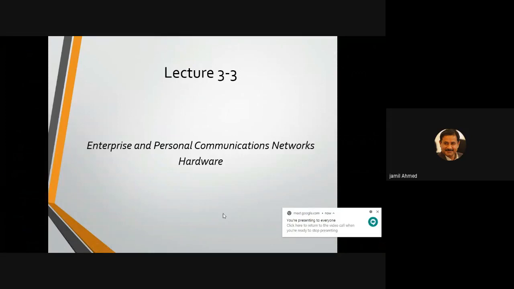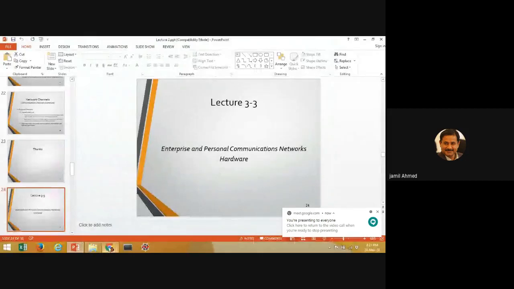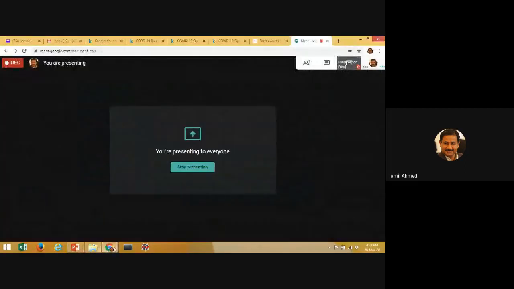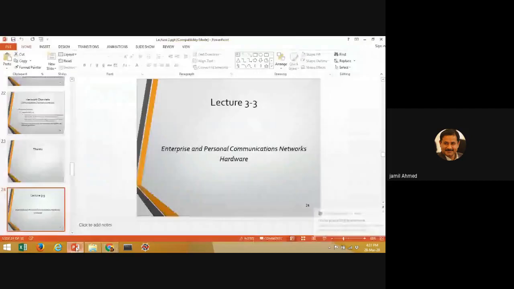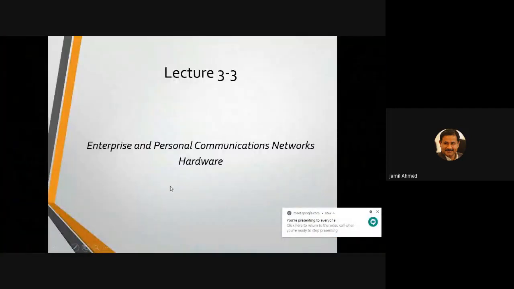So in lecture 3 of 3, we have to see the enterprise and personal communication network, and we have to see the hardware that is being involved. So make sure that the lecture is being recorded. Now yes, it is going to be recorded. So for the enterprise personal communication network, it is very essential to know about the hardware which is being used.